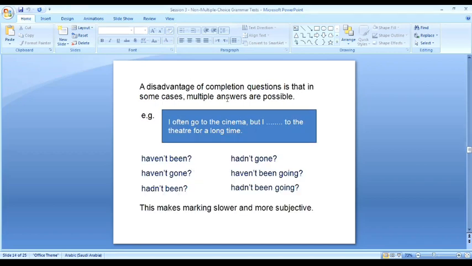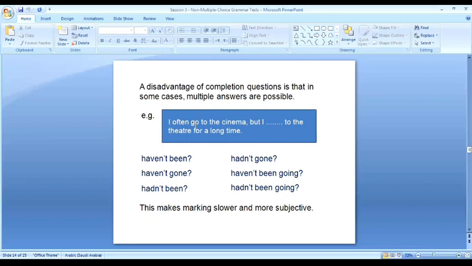A disadvantage of completion questions is that in some cases multiple answers are possible. So here multiple answers are possible. When I say dash dash next summer, someone can say when will you go? Someone can say when will you visit? Someone can say when will you, and so on. So here multiple answers are possible.